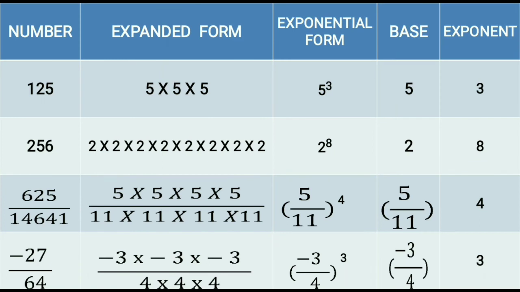In these examples, we have given expanded form, exponential form, base and exponents. Expanded form of 125 is this. Exponential form is 5 raised to power 3 and base is 5 and exponent is 3. Expanded form of 256 is this. Exponential form is 2 raised to power 8. Here base is 2 and exponent is 8. So, we can see it by another example also.